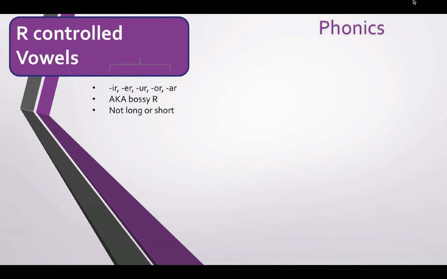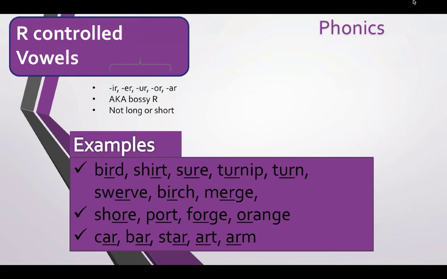Then we have R-controlled vowels, often called the bossy R. In moments like IR, ER, UR, it's not a long or a short sound. It makes more of a blend between the letters, like bird. You don't hear a long or a short sound for the I, it's mixed with the R. So when you have that R attached to a vowel, the R tends to take over and makes a different sound. And there are various examples here.